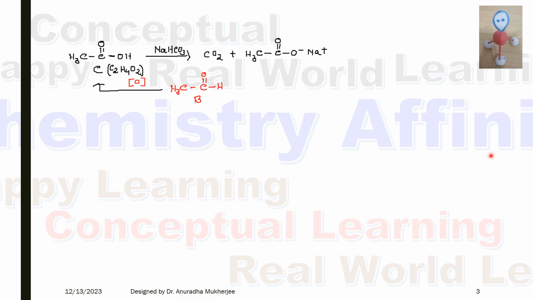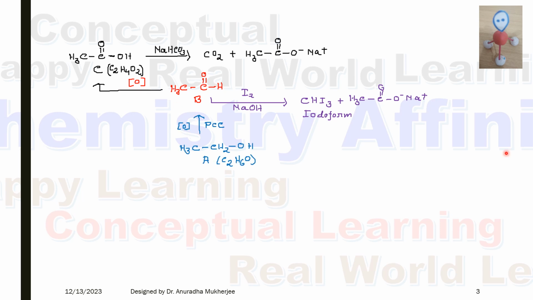Now we can get compound C from the oxidation of compound B. The molecular formula is C2H4O, and this compound B also shows a positive iodoform test. So that means it should be a methyl ketone. So it should be acetaldehyde. It cannot be acetone because the molecular formula is not matching, and acetone cannot be oxidized to acetic acid. So compound B is acetaldehyde.